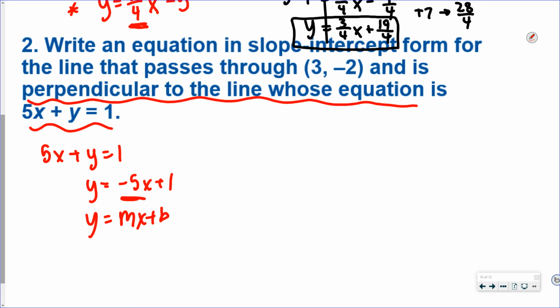All right. Perpendicular means we have to do the opposite, so positive. Reciprocal, what's the reciprocal of 5? 1/5. So the slope of our line is going to be positive 1/5. Okay, everybody with me? Then again, we're given a point. Not the y-intercept, of course. So point-slope form.